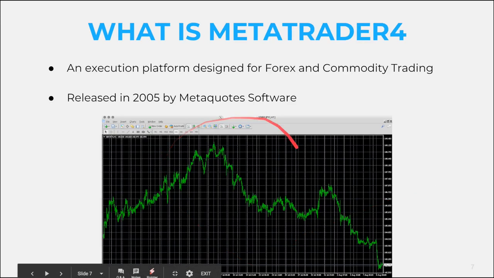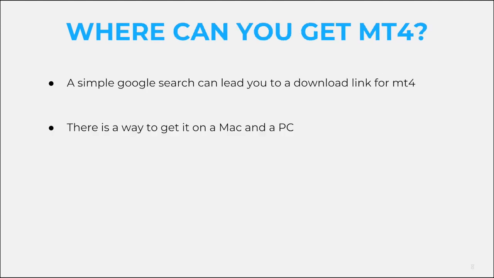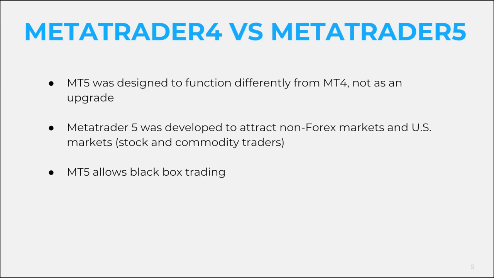Here's a photo of MetaTrader 4 when you first open it. This is what we're going to talk about in a minute. This is an execution platform designed for Forex and commodity trading, released in 2005 by MetaQuotes Software. Where do you get this program? It's as easy as doing a Google search. There are many download links. You can download it directly from their website. Just make sure you do your due diligence when you are looking for this download. And I get this question a lot, there is a way to get this on a PC and on a Mac. And again, all you need is a Google search.